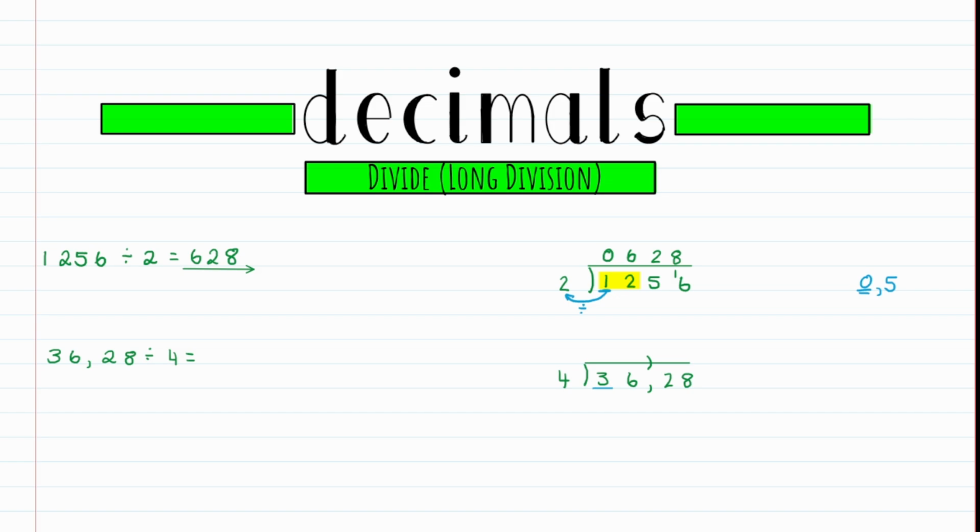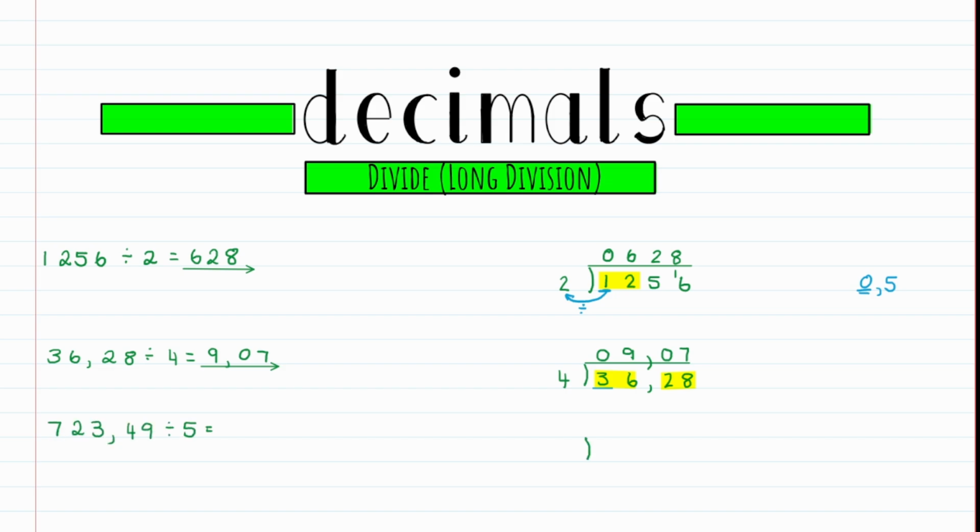3 is smaller than 4, so we place a 0 above it and read the 3 with the 6 so that we now have 36 divided by 4. This gives us 9. 2 is smaller than 4, so this means another 0 is placed at the top, and we instead read 28 divided by 4, which gives us 7. Our final answer is then 9,07.